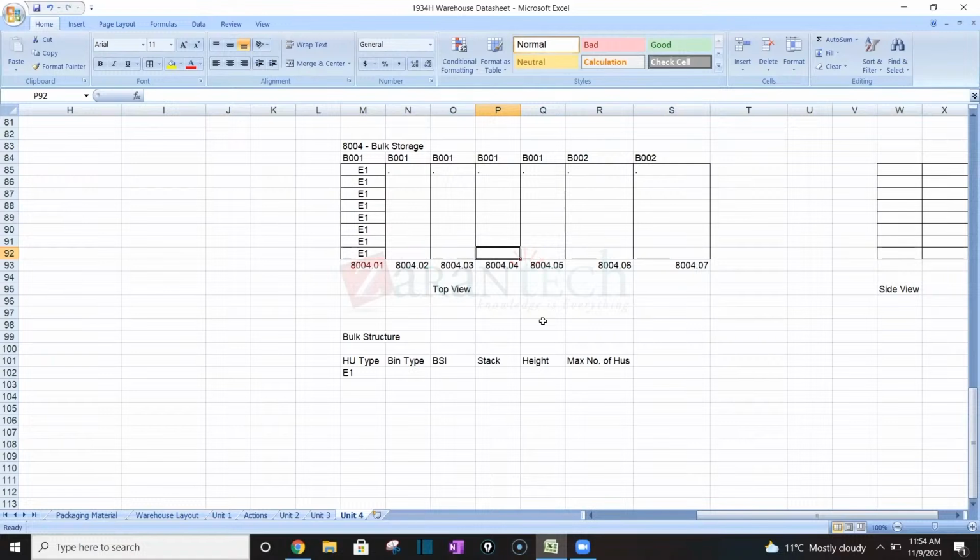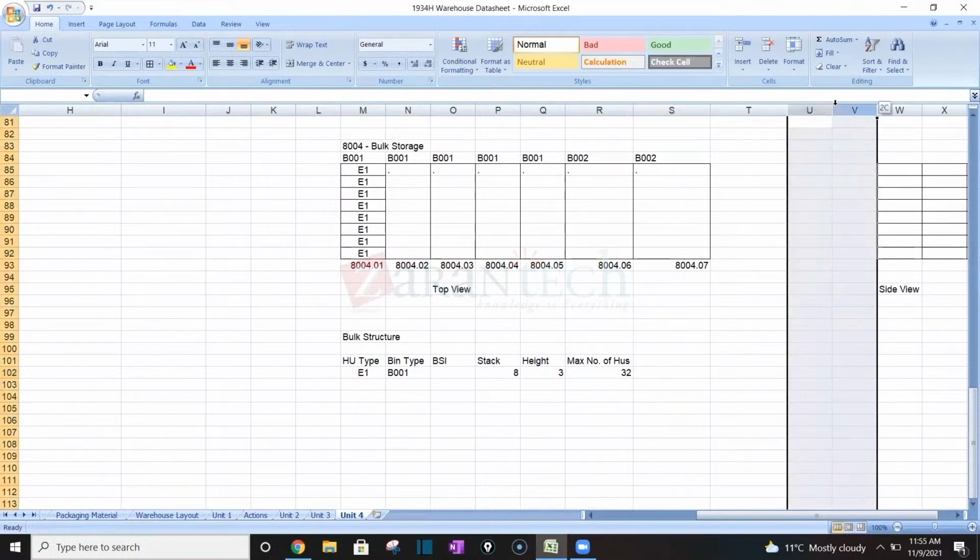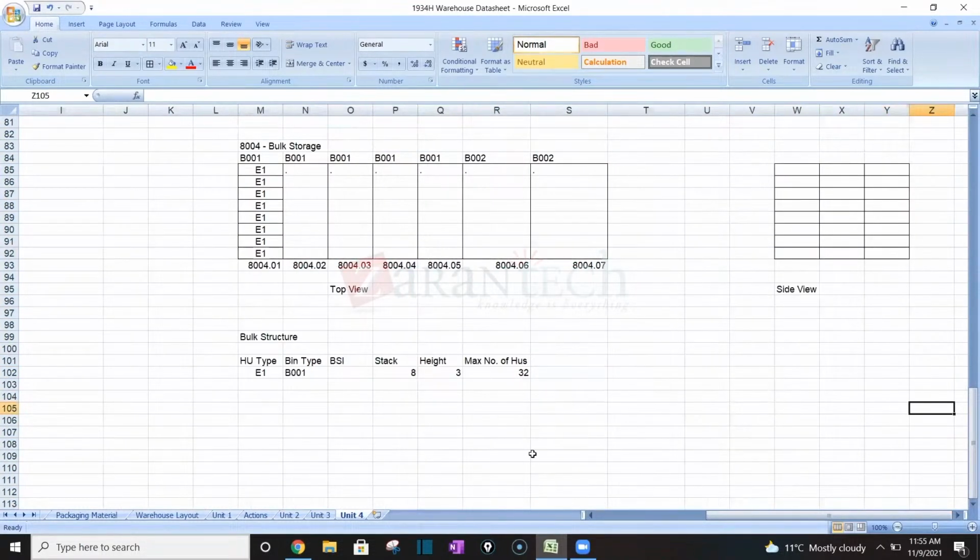So let's say we have bin types. Based on their length or their width, you can define certain bin types. Let's say if a pallet is coming into your storage type 8004, the bin is of type B1, you can stack 8, 3 high, maximum you can store 32. What we are basically saying here is that we are giving a capacity. Now, the bulk storage indicator is blank here, which means it's applicable for all the products.